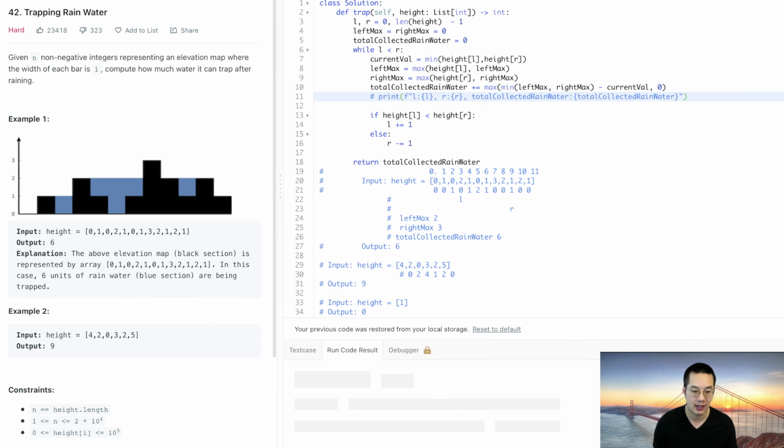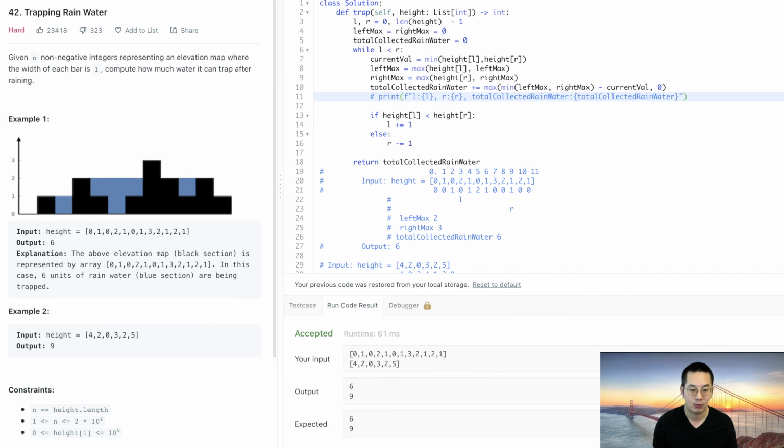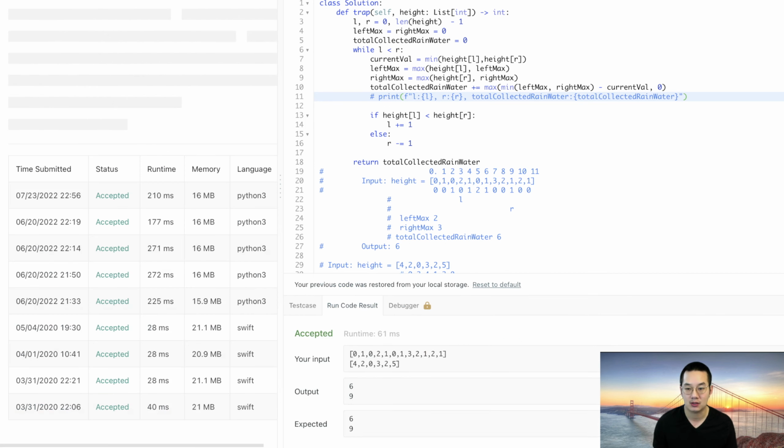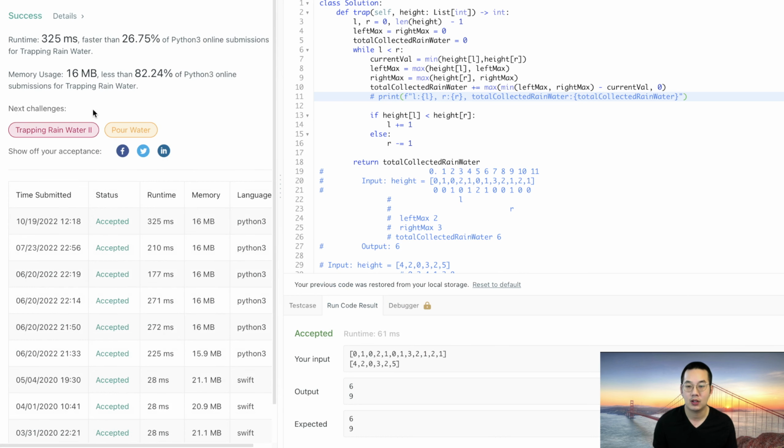So let's run the example test cases, and let's submit this problem. Submit this and see if we have any other remaining issues. And no, we don't. We just have solved this problem, and that's pretty cool.